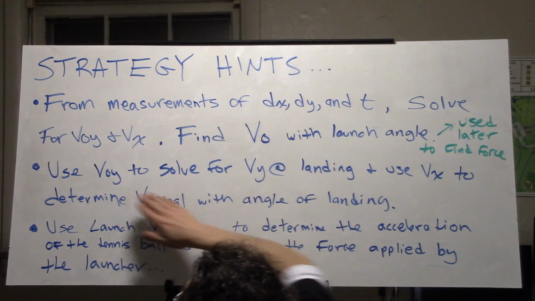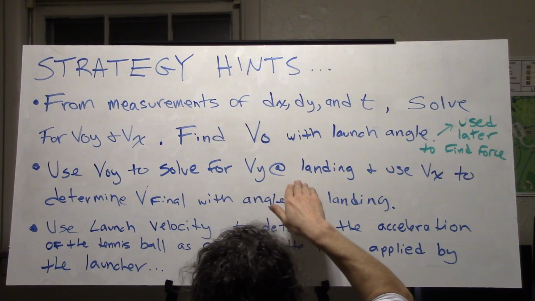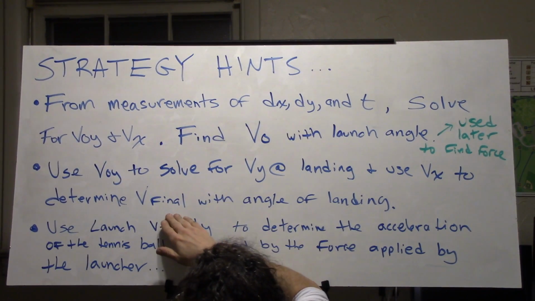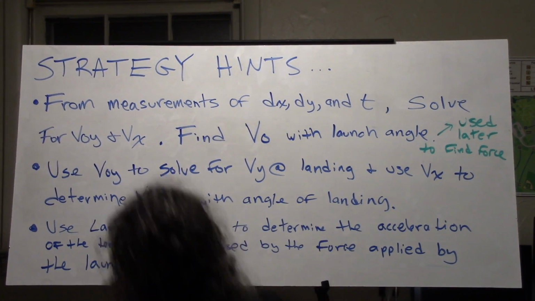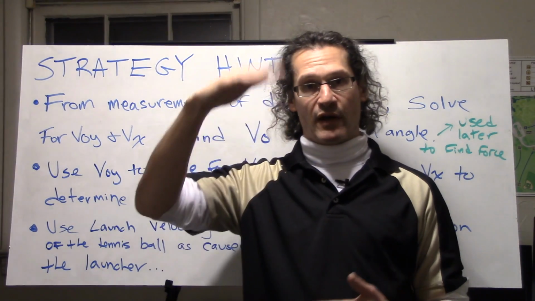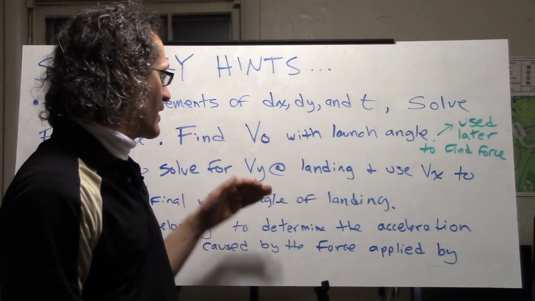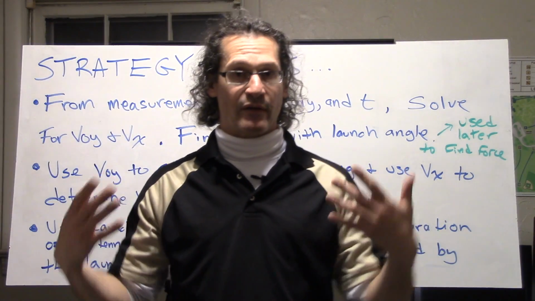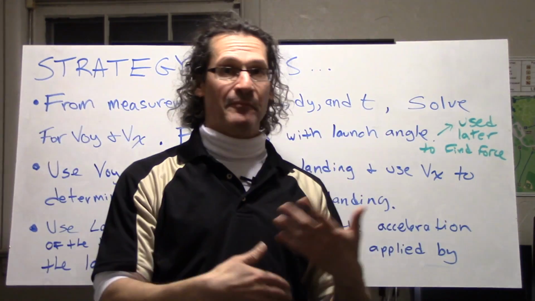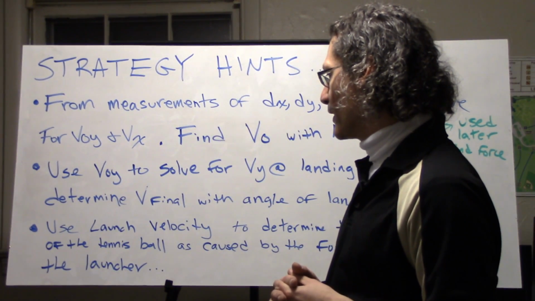Now you're also going to use V naught Y after you solve for it to then get Vy at the landing, and then use Vx to determine V final with the angle of landing. So the angle of landing is made up of the two components. You've got the horizontal component Vx, you've got the vertical component Vy, and together you're going to combine them with the trigonometry in order to get the resultant, the final velocity, and the angle at which it hits the floor.